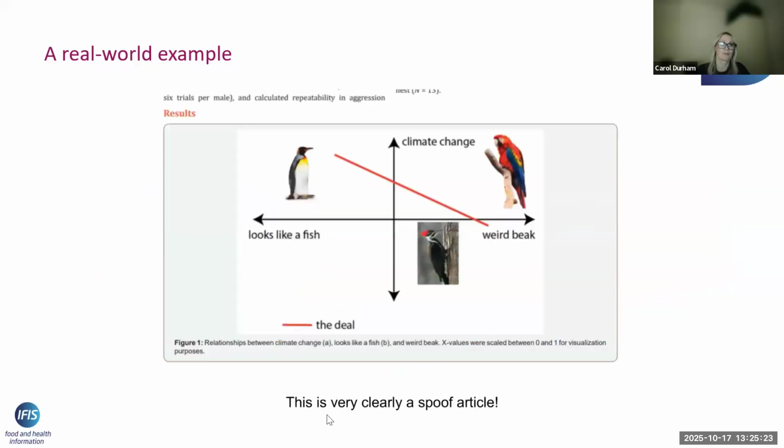So then another area here is one of the graphs that was in the article. Looking at figure 1, he writes, it looks like a fish, it's got a weird beak. It's very clearly a spoof article, but it's not normally as easy to recognize that an article hasn't been peer reviewed and is published in a predatory journal.